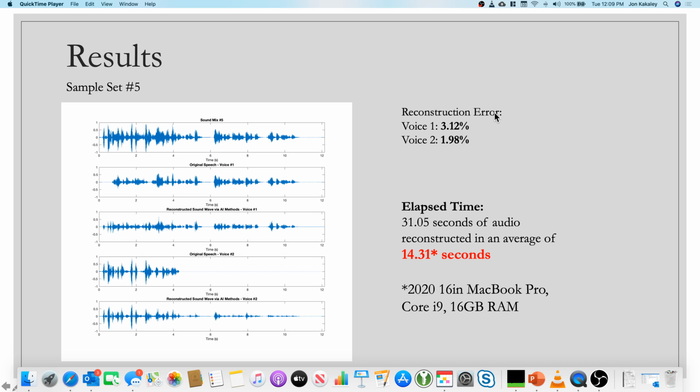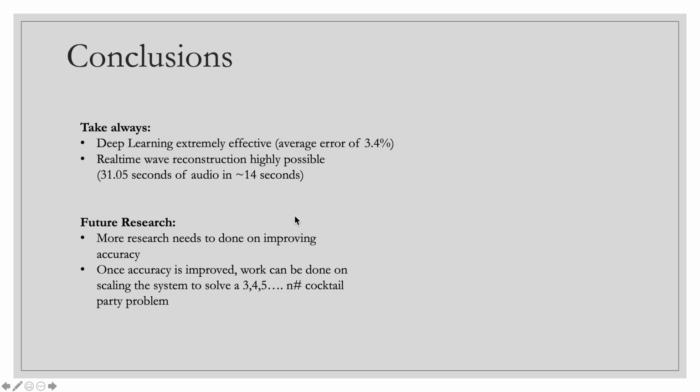So that's my voice that was reconstructed in sample set 2. So as you can see, it's pretty good, but there's a little static involved, and that's what the error represents. So we processed 31 seconds of audio data in 14 seconds. So sound wave reconstruction in real time is definitely possible.